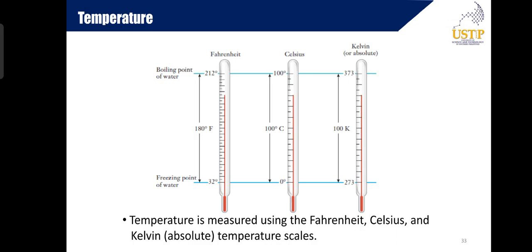Dili sila pare-pareho, as we all know, no? So for the boiling point of water, when you say Fahrenheit, it has to be 212 Fahrenheit. Pero in Celsius, 100 degrees Celsius. And for the Kelvin, or the absolute one, it is 373 Kelvin. So they have their own conversions, no, as we will.